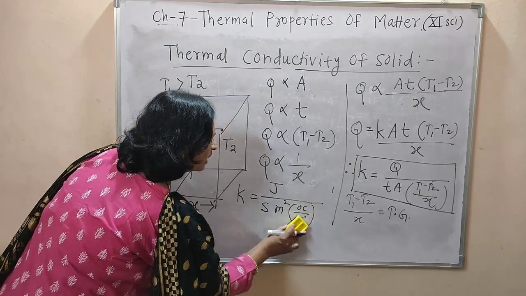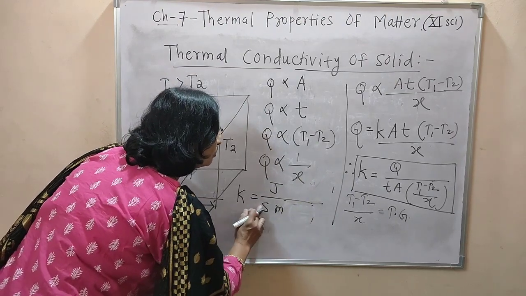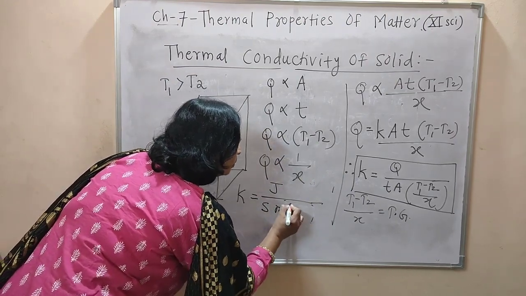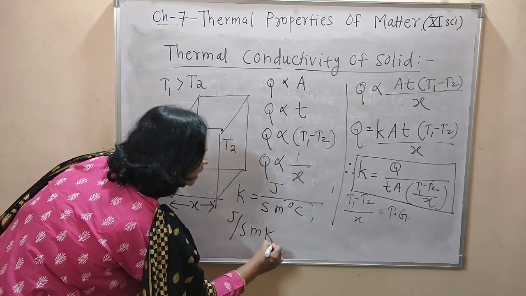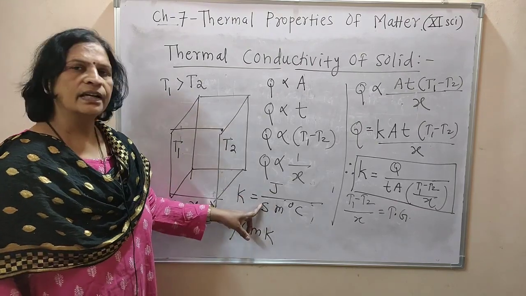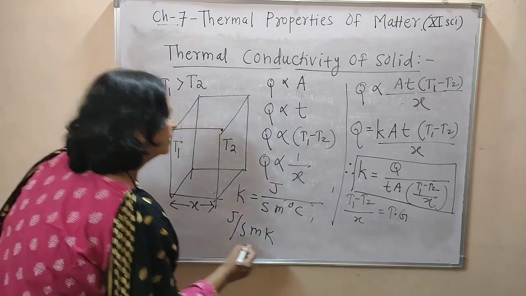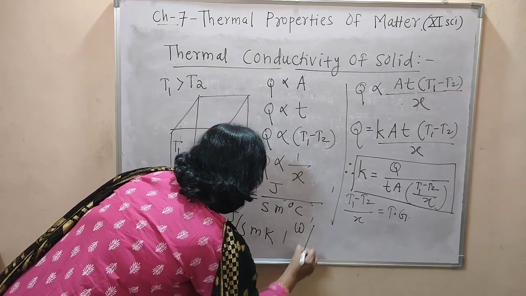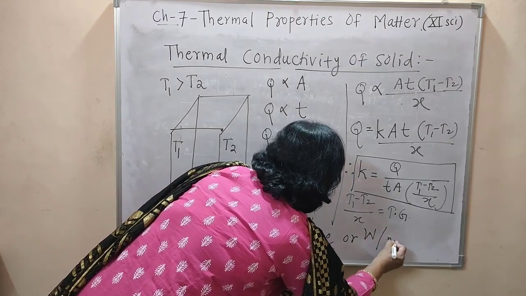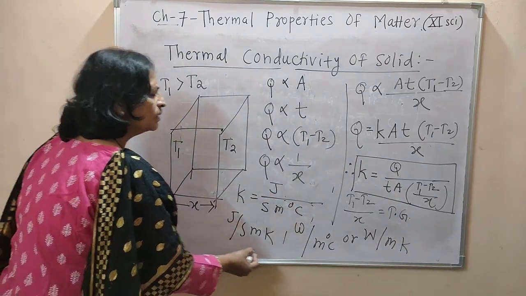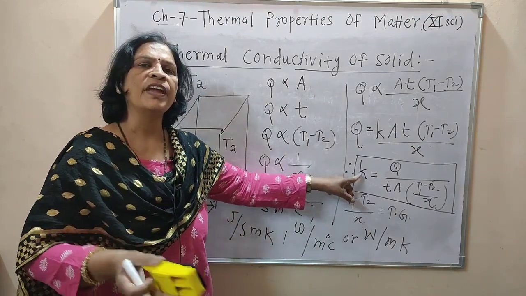Now this meter and this meter get cancelled, and the SI unit is joule per second meter into degree Celsius, or joule per second meter into degree Kelvin. But we know that joule per second is watt, and therefore another unit is watt per meter degree Celsius, or watt per meter degree Kelvin. Means these are the 4 SI units to measure the thermal conductivity of a solid.